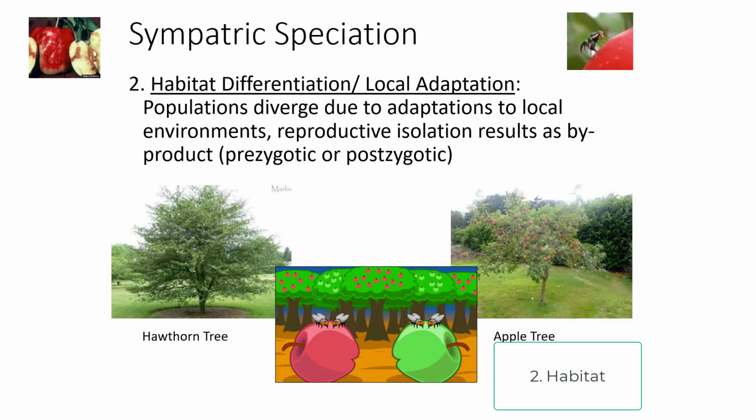Habitat differentiation also causes this. The hawthorn tree is grown alongside apple trees, and flies can move between hawthorn trees and apple trees, but they prefer to mate and produce offspring on their own trees. When they mate and produce offspring at their own trees, they have to actually lay their eggs at different times of year, causing temporal isolation to arise between these two species of flies.